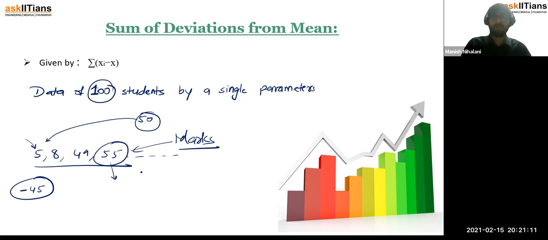So, sum of deviations from mean. If you want to calculate the sum of all those deviations, what do we get? The deviation was minus 45 for this one. For this case, the deviation would be 8 minus 50, that is minus 42. Similarly, this would be minus 1, and this would be plus 5. For all of these, if you take out the sum, let's see.